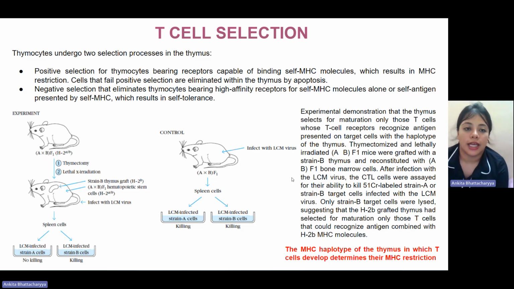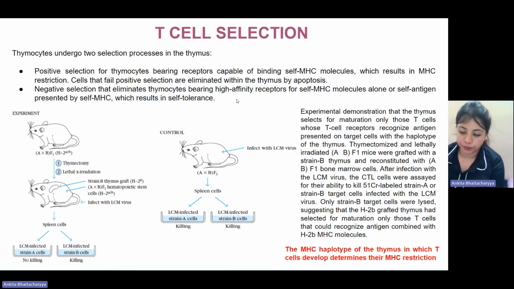Negative selection, on the other hand, eliminates thymocytes bearing high affinity receptors for self-MHC molecules alone or self-antigen molecules presented by self-MHC, which results in self-tolerance. What does this mean? We will try to understand both these concepts. The first one is self-MHC restriction, and then there is self-tolerance.